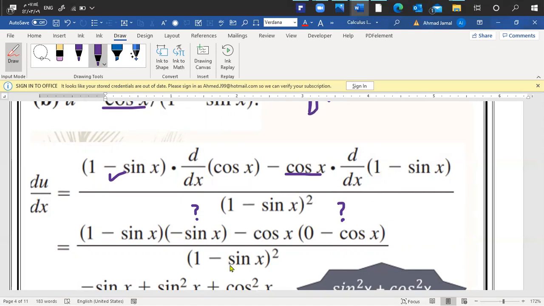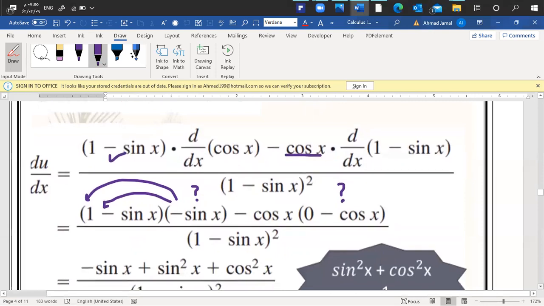Okay, now we should simplify this formula. If we multiply, we should distribute. Pay attention to the sign, please. So negative sine x multiplied by 1 will be negative sine x. Negative sine x multiplied by negative sine x will be positive sine squared x.